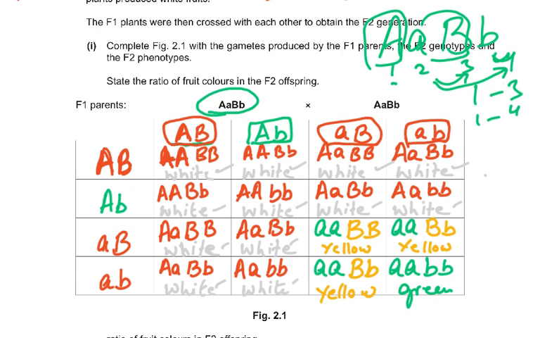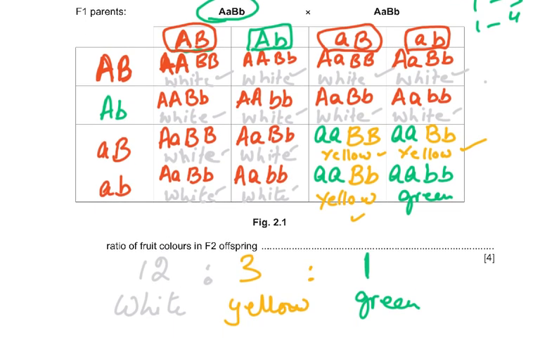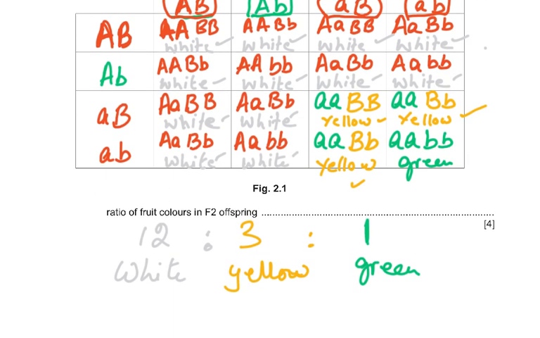And then we have 3 yellow. This is yellow here, and yellow here. And then we've got 1 green. So you have to really understand the genetics, and then of course you can do this question. It doesn't become very difficult. And so then we come to the ratio of the fruit color: 12 white, 3 yellow, and 1 green.